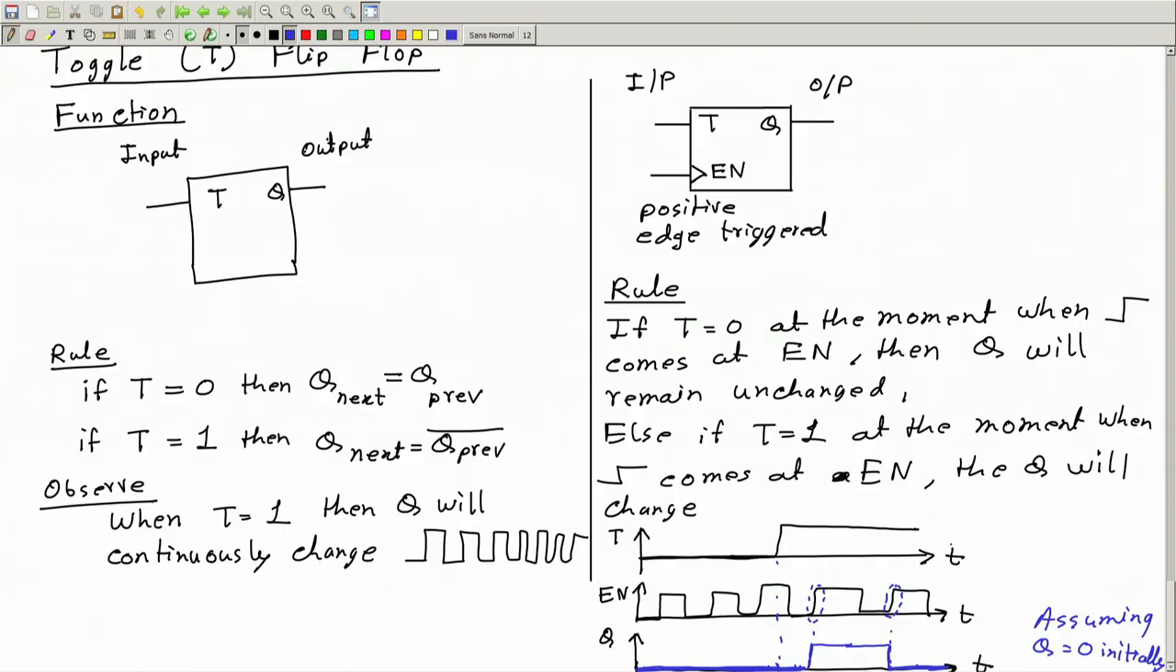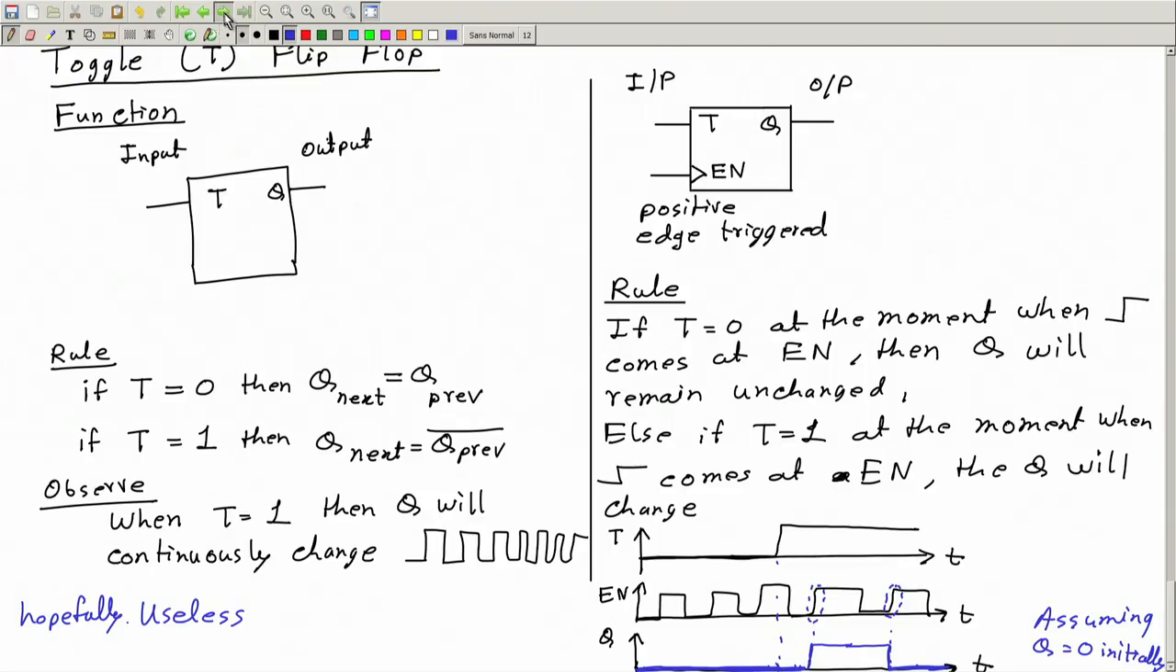So that's the rule. For q to change, for output to change, we need the toggle to have the value 1, and a rising edge should come at the enable pin. Okay, so this is the positive edge triggered T flip flop. And this T flip flop, I mean, this is useless. I hopefully useless, I guess. I don't know whether this can be used. Okay, so this is the T flip flop.